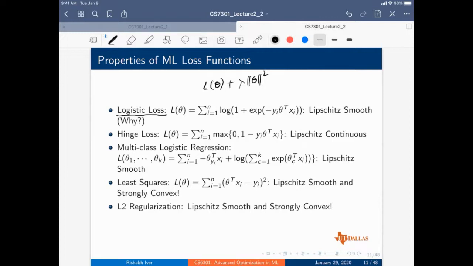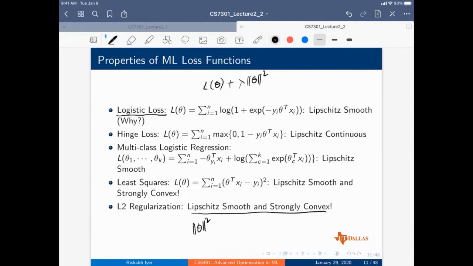Yes, Nathan. I just want to make sure the L2 regularization also depends on the loss not growing asymptotically larger than the quadratic function, right? Yes. So basically, L2 regularization itself is Lipschitz smooth and strongly convex. What I mean here is that this function is Lipschitz smooth and strongly convex, right?